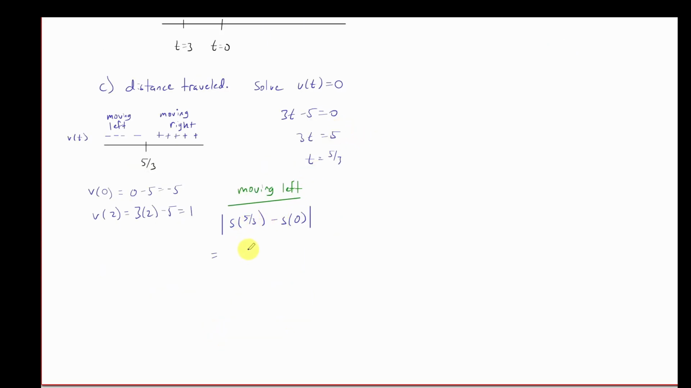So plugging 5/3 into my position function, we get negative 25/6 plus c. And as we already know, plugging 0 into the position function, we just get c. The c's cancel. So we just have negative 25/6 in absolute value, which is 25/6. So that's, in meters, the distance that we moved to the left. Now we find the distance moving right.